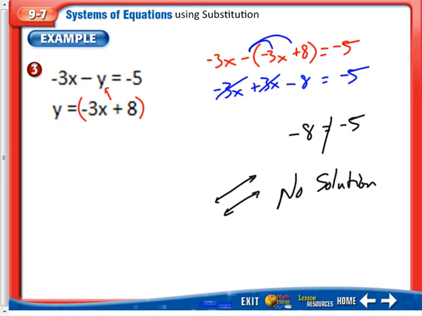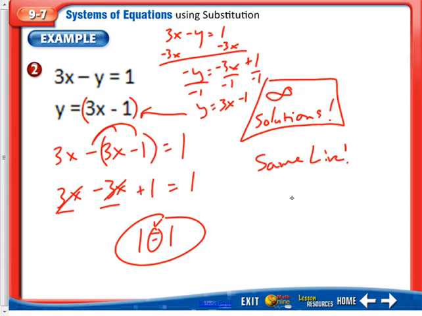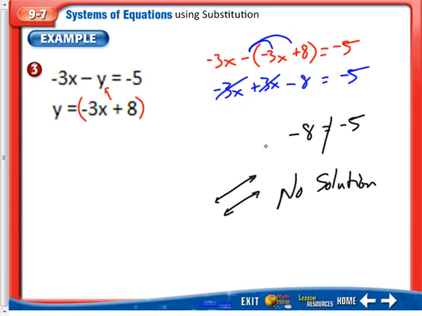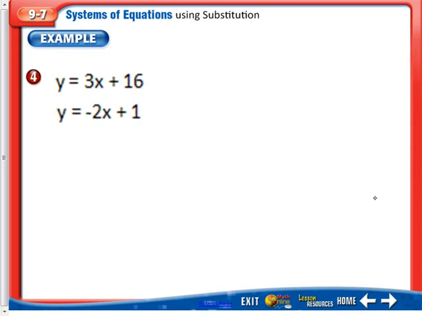All right, so the last problem, we got 1 equals 1. That's infinite solutions because it's the same line. This one, we got negative 8 equals negative 5, which is a parallel line and no solution. Okay, so that's kind of the differences there between those two.